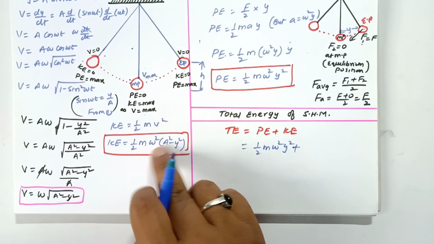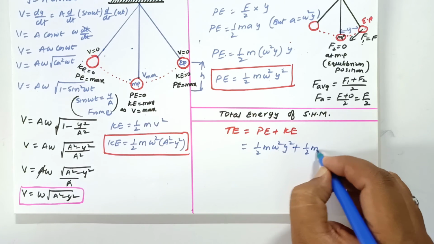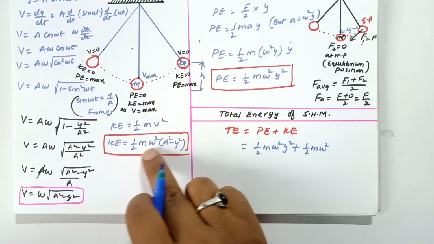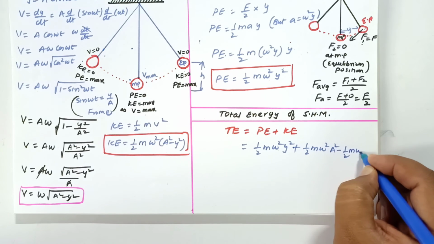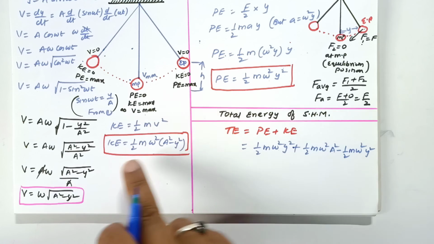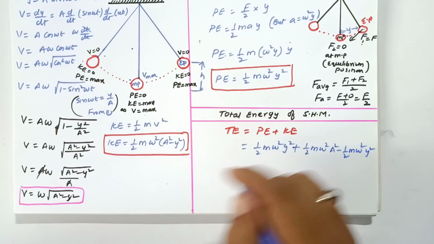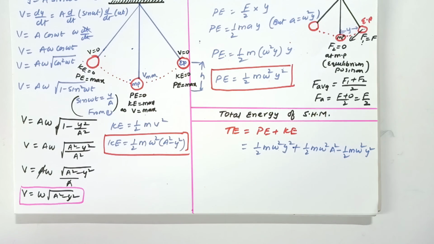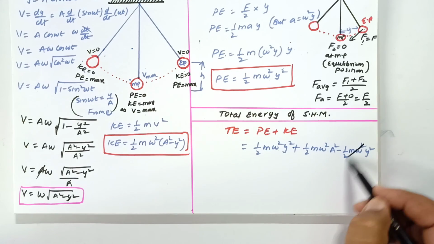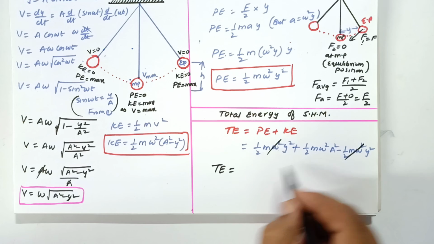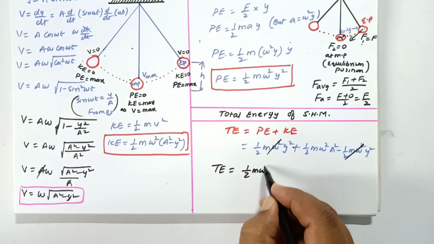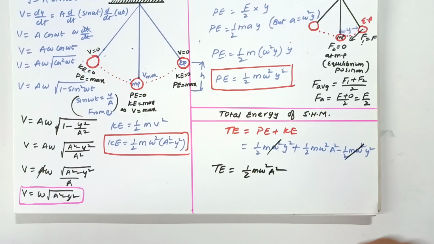kinetic energy we got here, that is nothing but half m omega square, you just expand it like this, a square minus half m omega square y square. If you expand this one and write directly here, then this is going to cancel here. Therefore, total energy will become only half m omega square a square. So this is the formula for total energy.